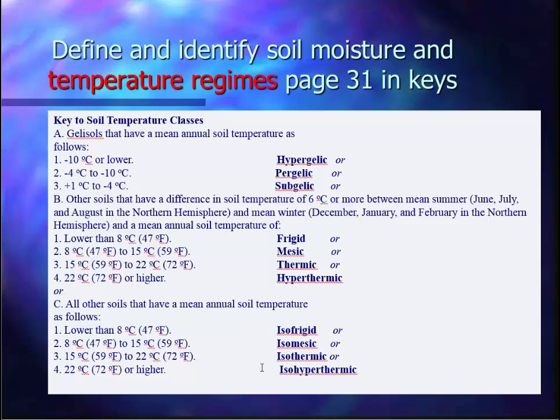Now, if those summer and winter soil temperatures don't differ by more than 6 degrees C, you would add this prefix of iso. So isofrigid, isomesic, isothermic, and isohyperthermic here. So it's kind of weird, but here on the north coast of California, we actually have an isomesic temperature regime, which is a little bit unusual. Our soil temperatures do not vary very much between summer and winter. It just stays the same temperature all year round.